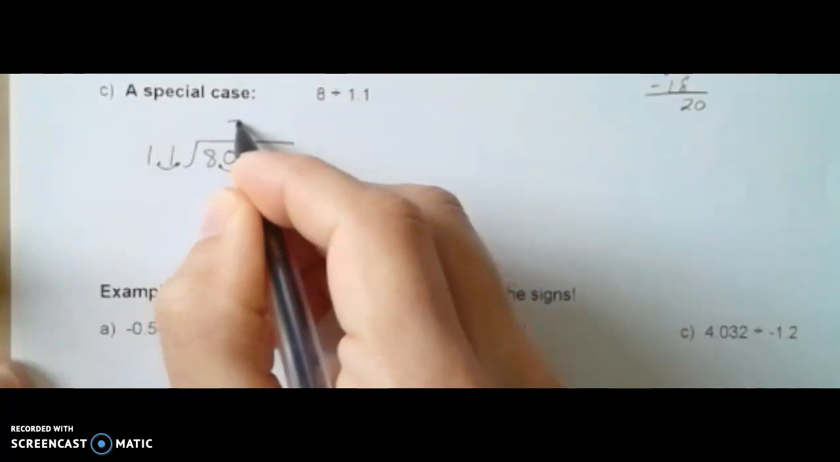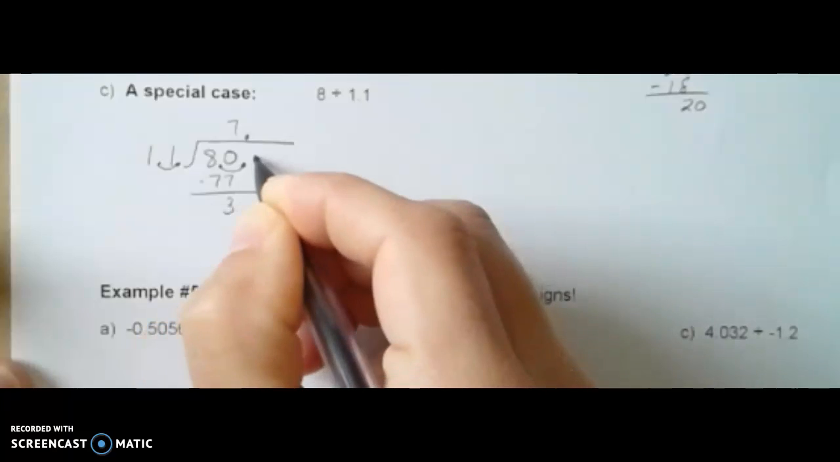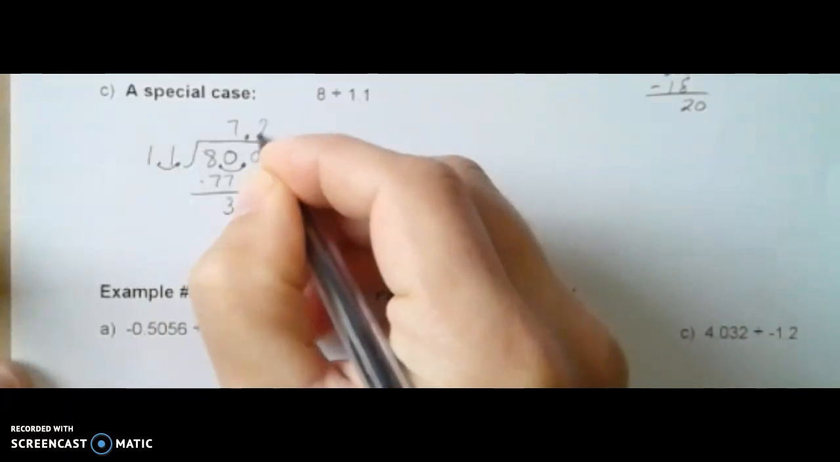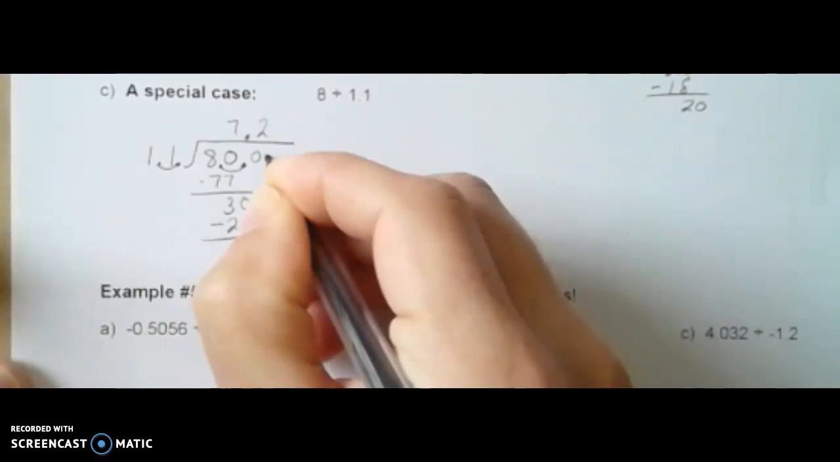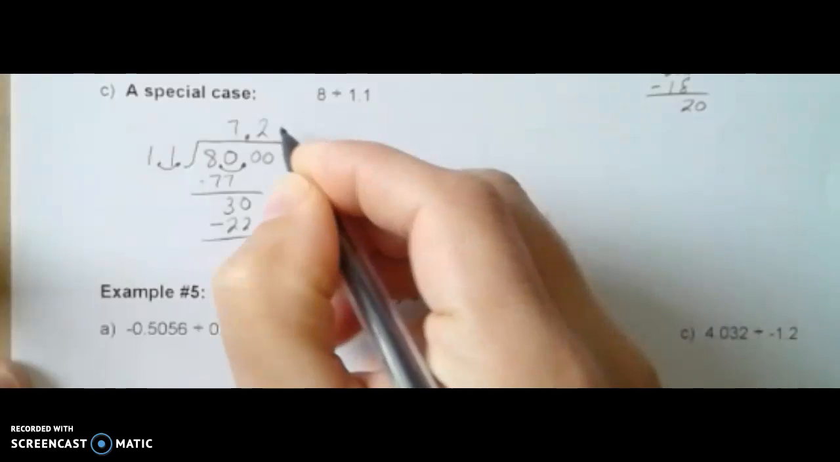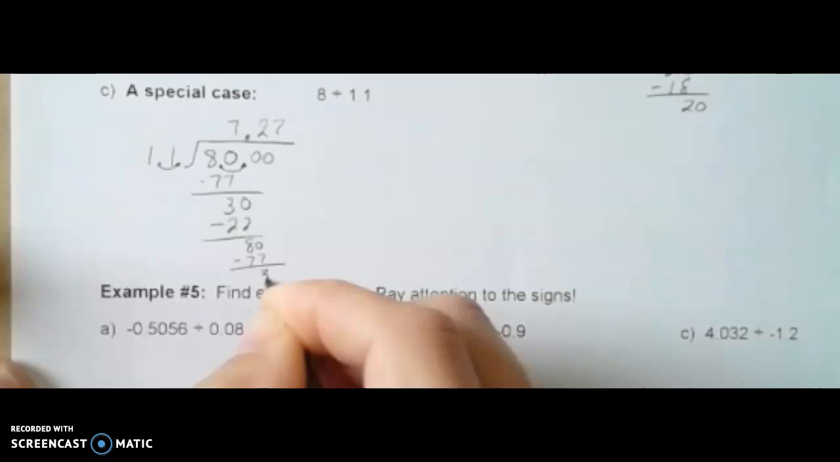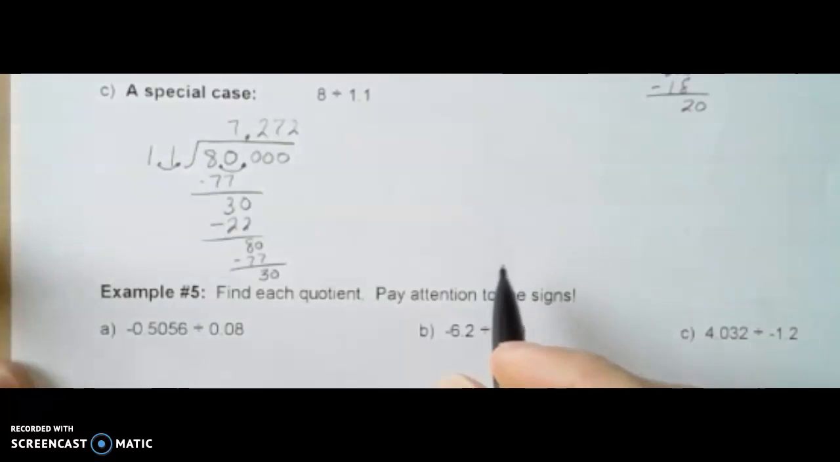11 goes into 80 7 times. That's 77. When I subtract, I'm left with 3. Add a 0, bring it down. 11 goes into 30 twice. That's 22. I subtract, and I'm left with 8. And there's my 80 again. I know that goes in 7 times. There's my 77. I bring down a 0. 11 goes into 30 two times, and notice this will repeat again.